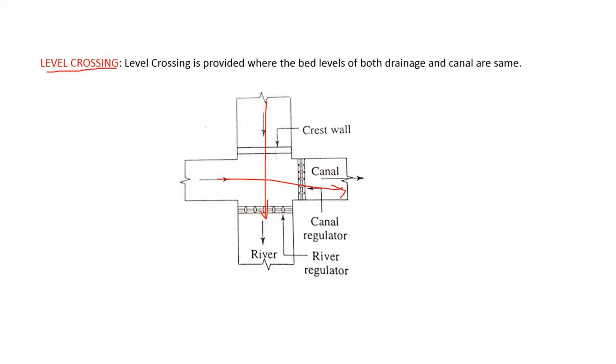Here, when the bed level of the canal and the stream are approximately the same and the quantity of water in the canal and stream is not much different, the cross drainage work is constructed with the help of regulators. With the help of the regulators, both in the canal and the stream, water is disposed of in the required quantity. The level crossing consists of the following components: the crest wall, the stream regulator and the canal regulator.